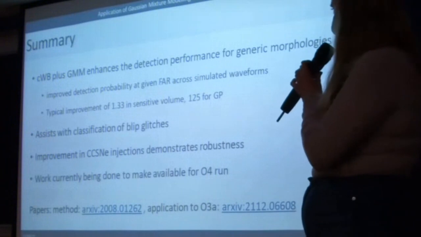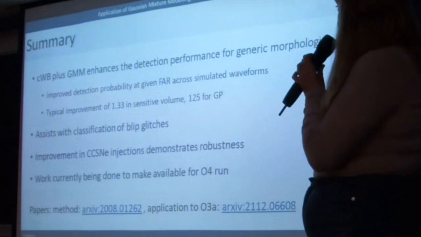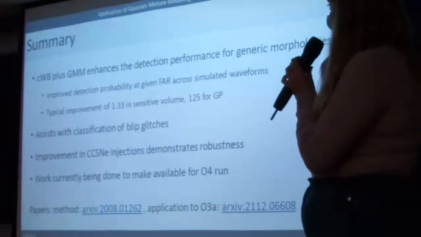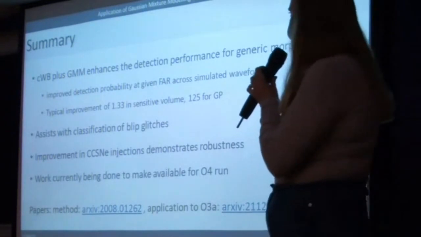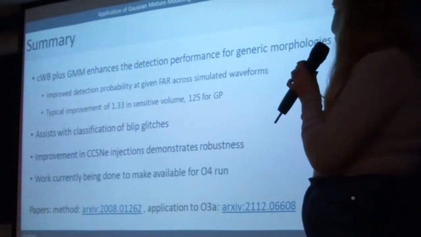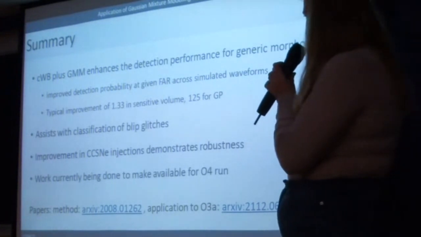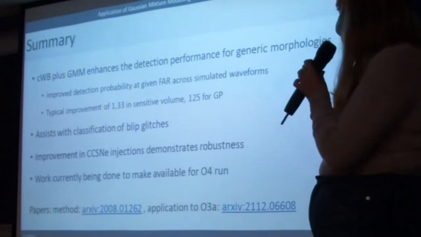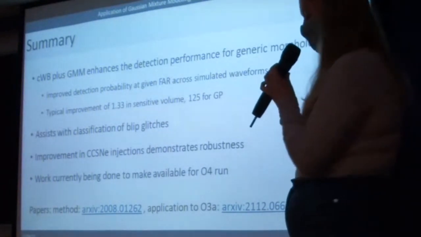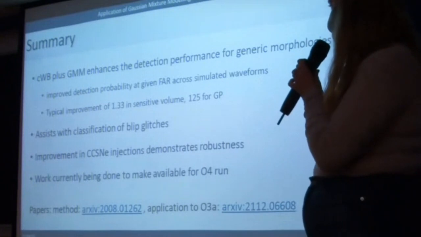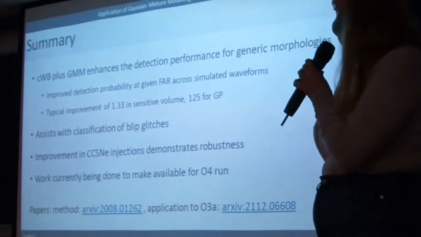So to summarize, CWB plus GMM enhances the detection performance for generic morphologies. Typical improvement of 1.33 times in sensitive volume, about 125 for Gaussian pulses. Assists classification of blip glitches, and the improvement in collapse supernova injections demonstrates the robustness of this method across different morphologies. We're currently doing work on this in hope that we can use it for the O4 run.